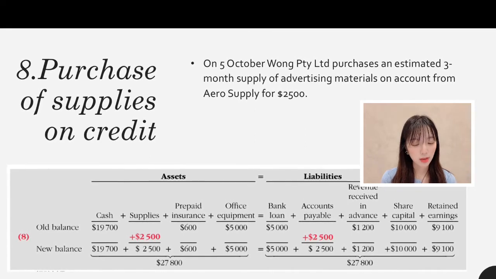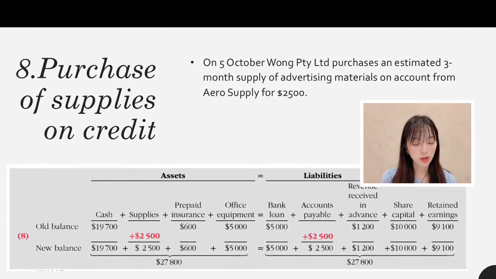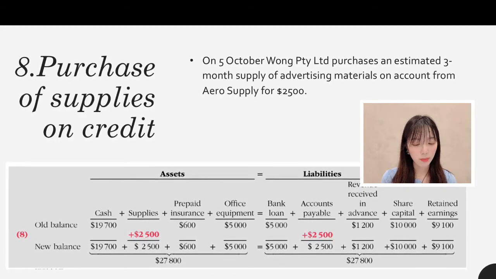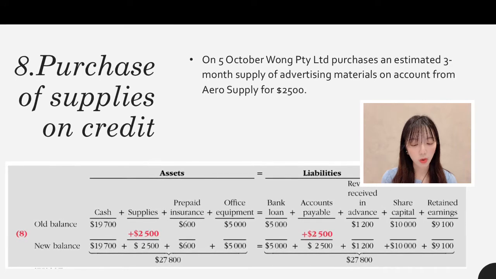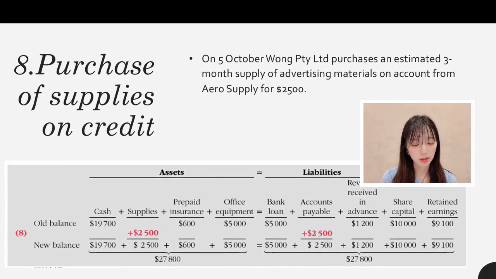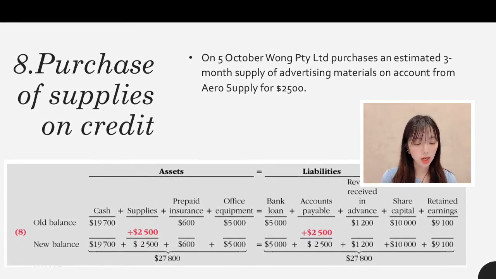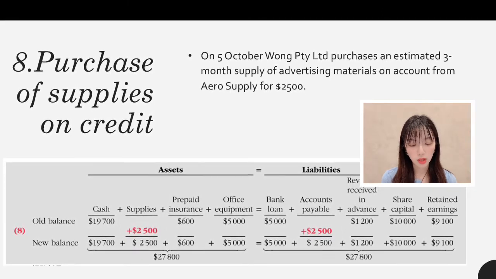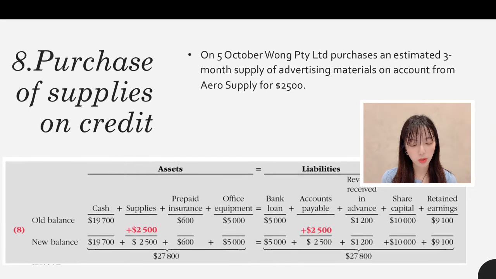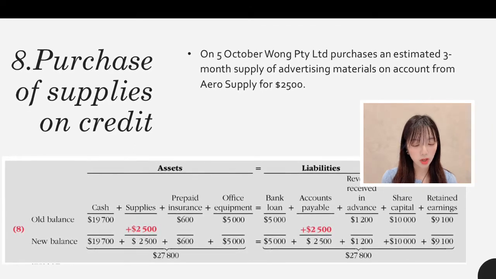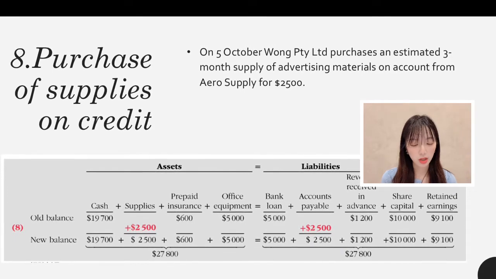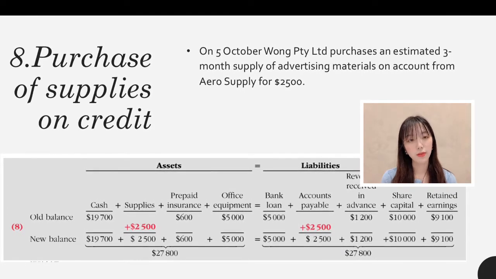The asset supplies is increased by 2,500 and the liability accounts payable is increased by the same amount. Accounts payable represent amounts owing to suppliers for the purchase of goods or service on credit. The effect of the transaction on the accounting equation is as follows.